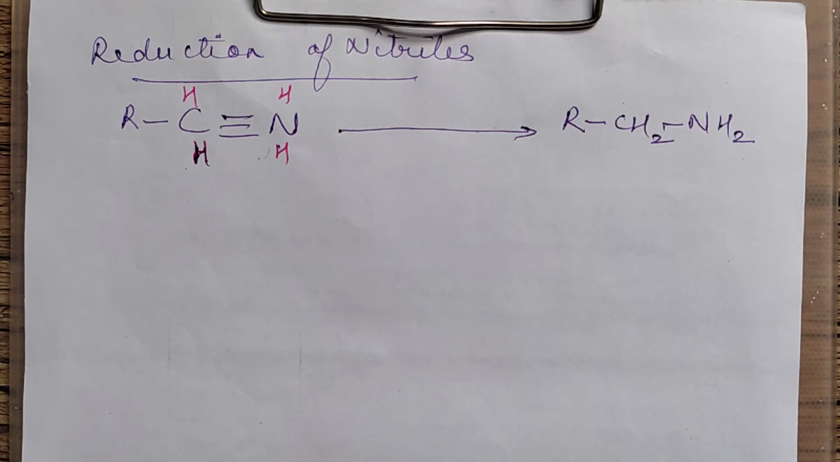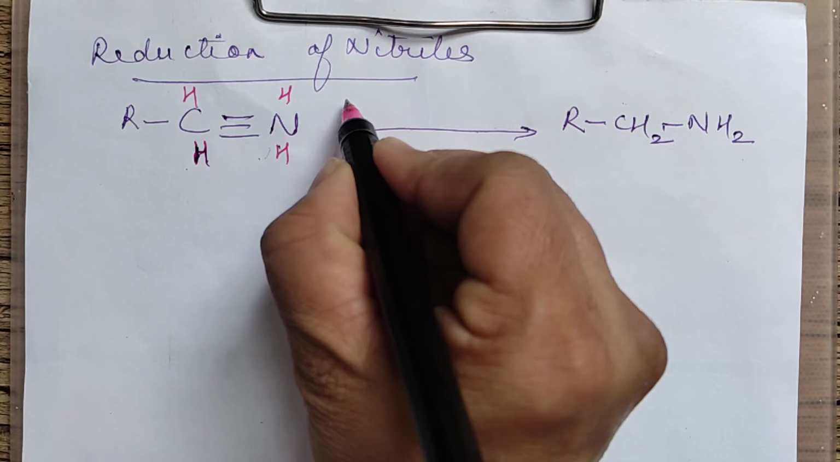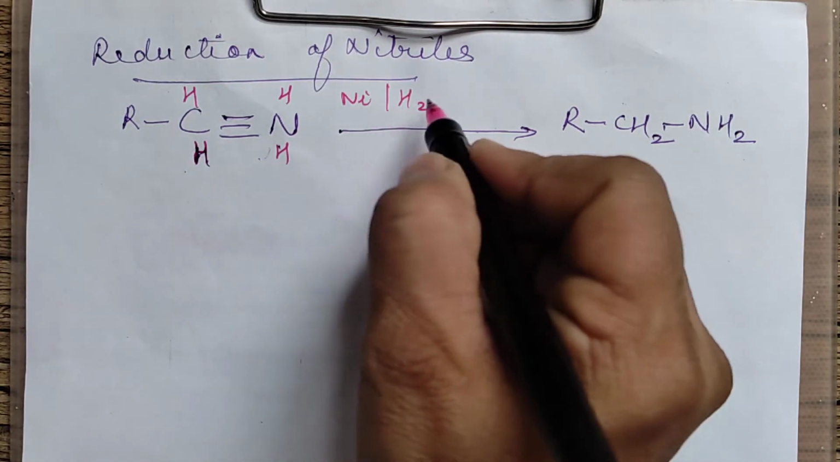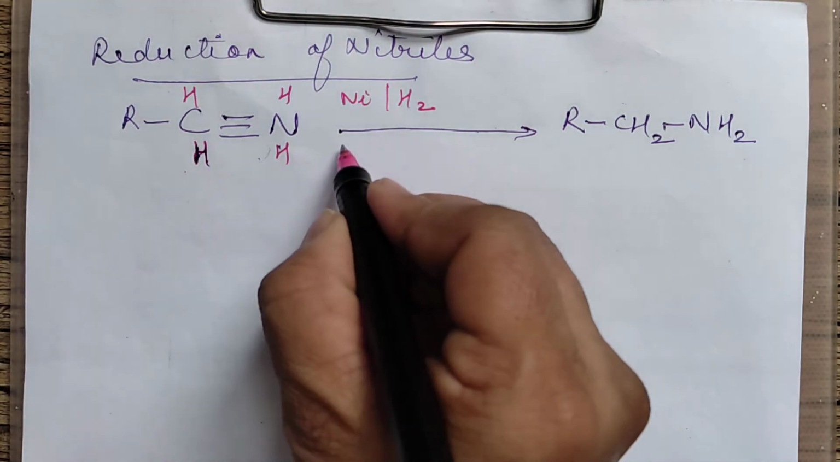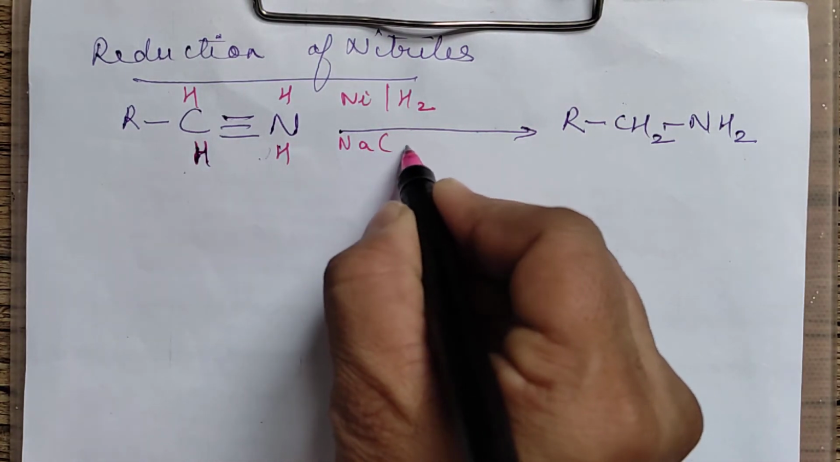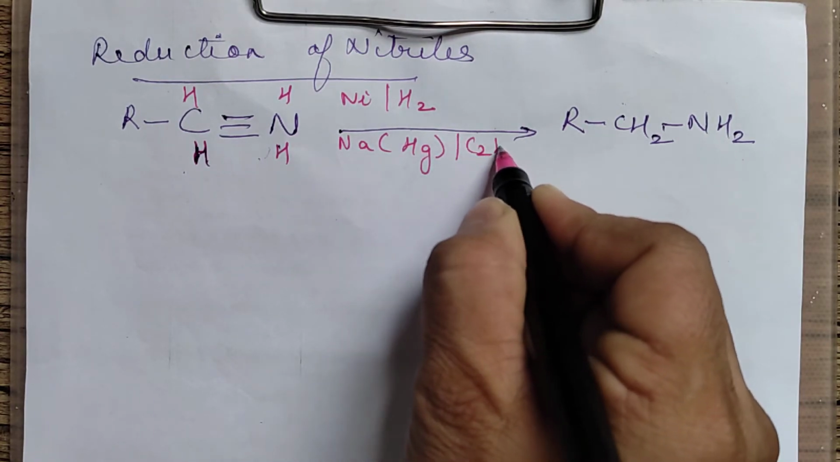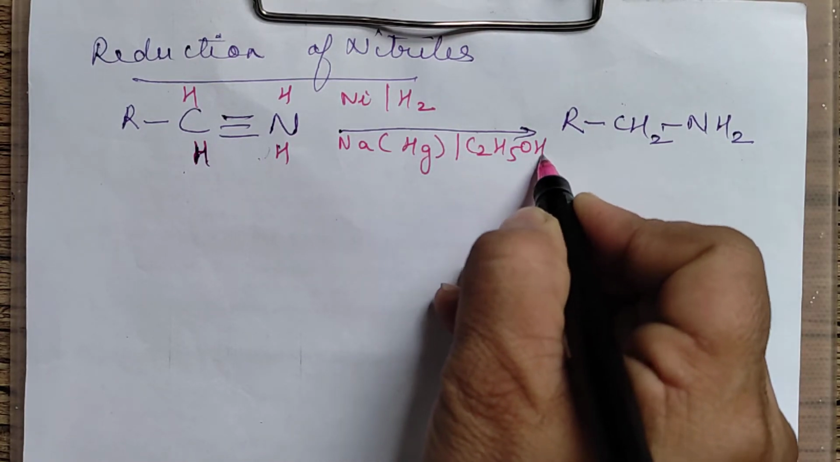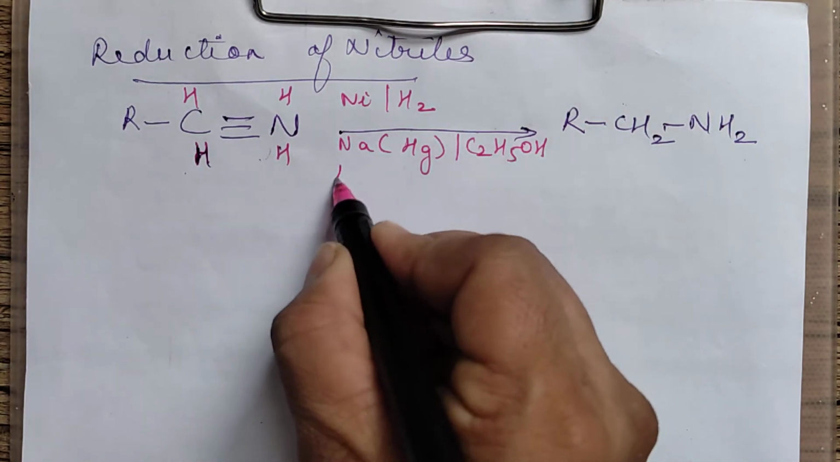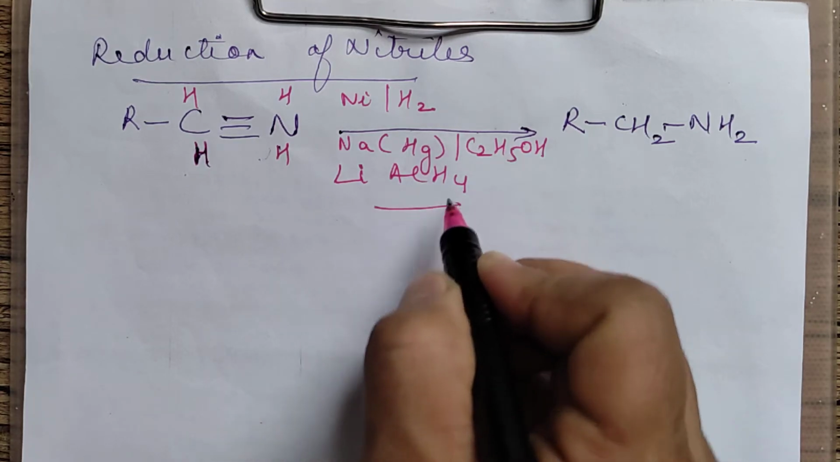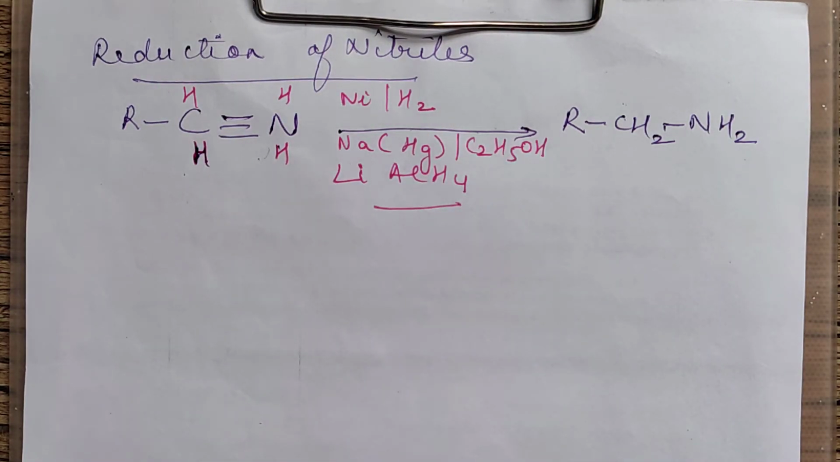What reducing agents do we use? We can use either nickel and hydrogen, that means catalytic hydrogenation can be done. Instead of this you can also use sodium amalgam and ethanol. Even this is a good reducing agent. Apart from that, even LiAlH4 is also a very good reducing agent to prepare amines.